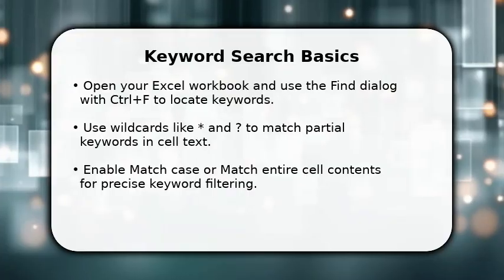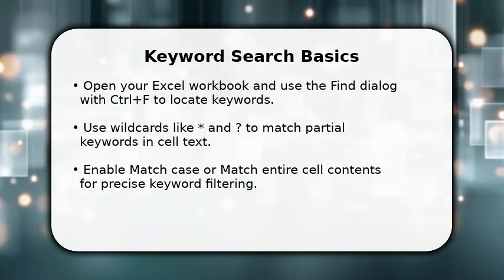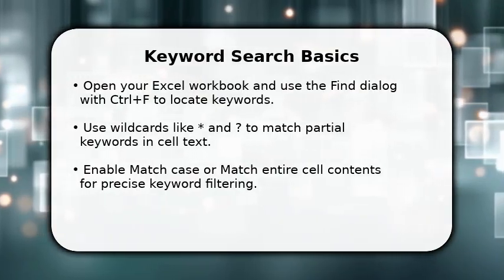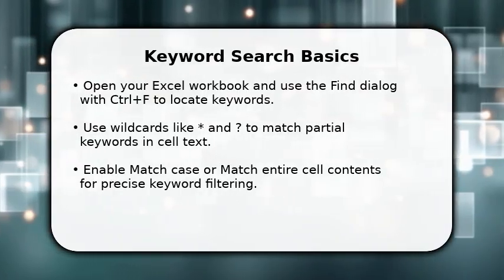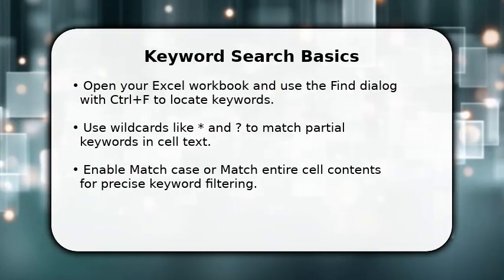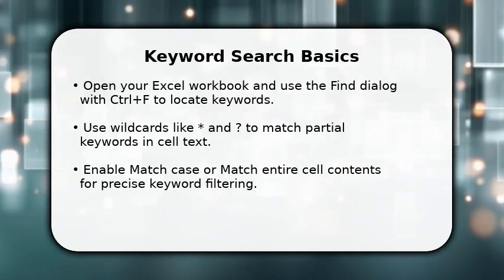Enjoy the video. Open your Excel workbook and use the Find dialog with Control plus F to locate keywords. Type the keyword exactly or use partial text with wildcards such as asterisk. Use the Options menu to enable Match Case or match entire cell contents for stricter matches.